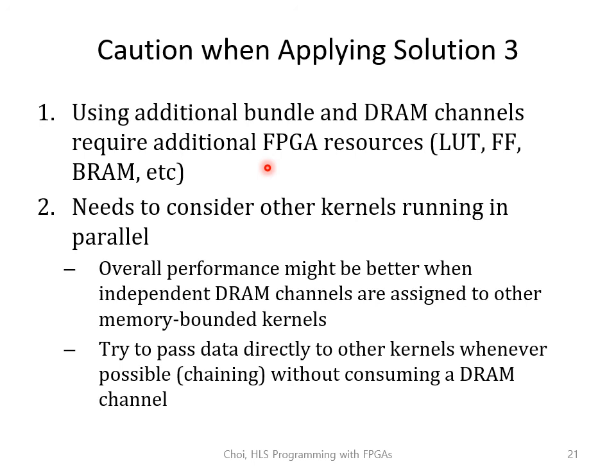Second, you need to consider other kernels running in parallel. It is possible that overall performance might be better when independent DRAM channels are assigned to other memory-bound kernels. You know, DRAM bandwidth is a precious resource on FPGA, and you need to think about how to assign DRAM channels to the right kernels to maximize the overall performance. And of course, as a general advice, please try to pass data directly to other kernels whenever possible, and not consume DRAM channels.